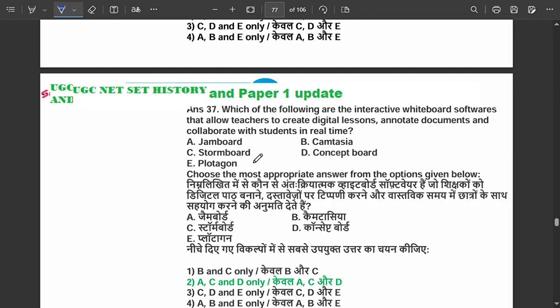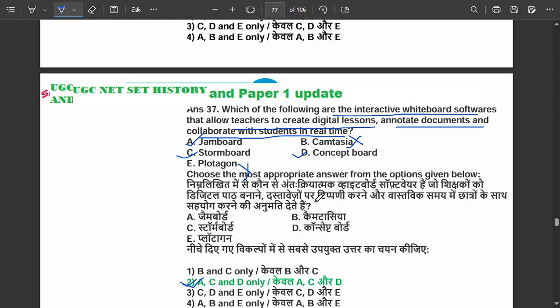Next question number 37. Which of the following are the interactive whiteboard software that allow teachers to create a digital lesson, annotate the document and collaborate with the students in real time? Option number 2. A, C, D was the correct answer. Jamboard, Stormboard and Conceptboard was the correct answer. And B and E was incorrect. So option number 2 was the correct answer.